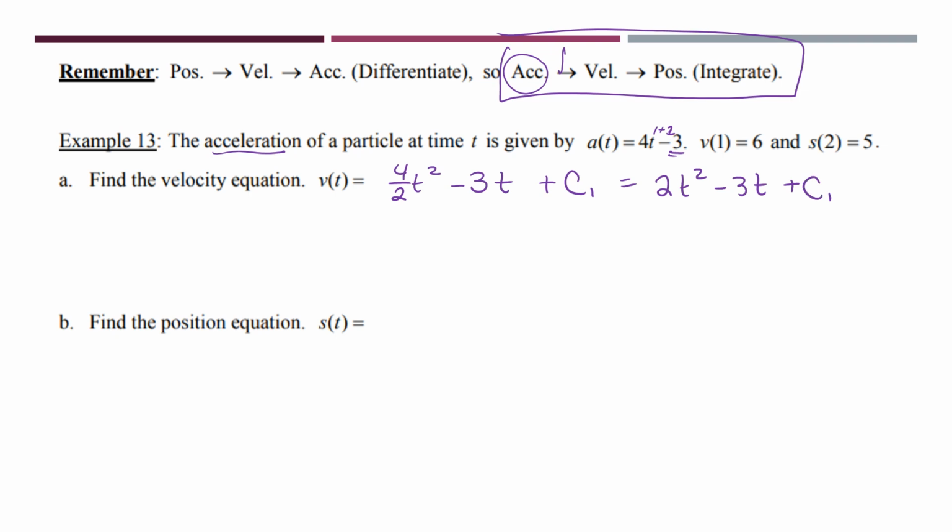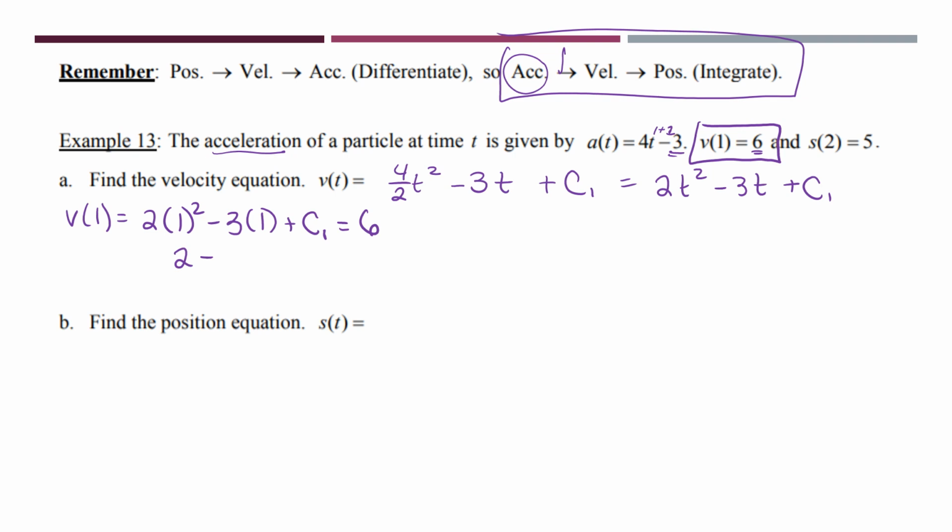All right, now we're going to use the initial condition they gave us, that if our t is 1, then our velocity is going to be 6. So we're going to plug in all that information here. So v of 1 is 2 times 1 squared minus 3 times 1 plus that mystery constant. We know that's going to give us 6. We just got to clean it up and then solve for our mystery constant.